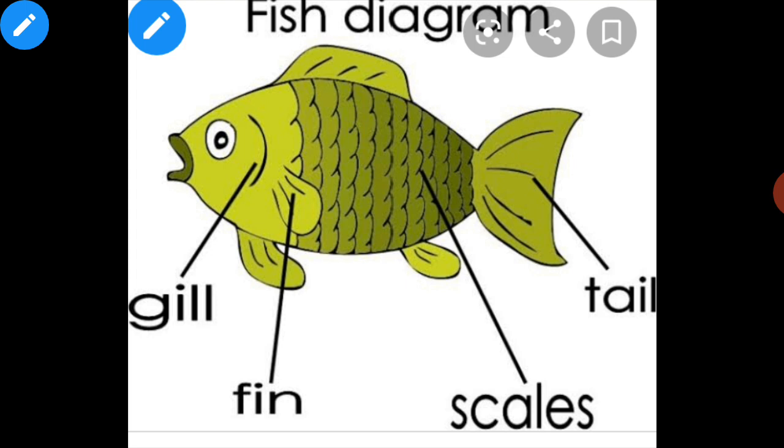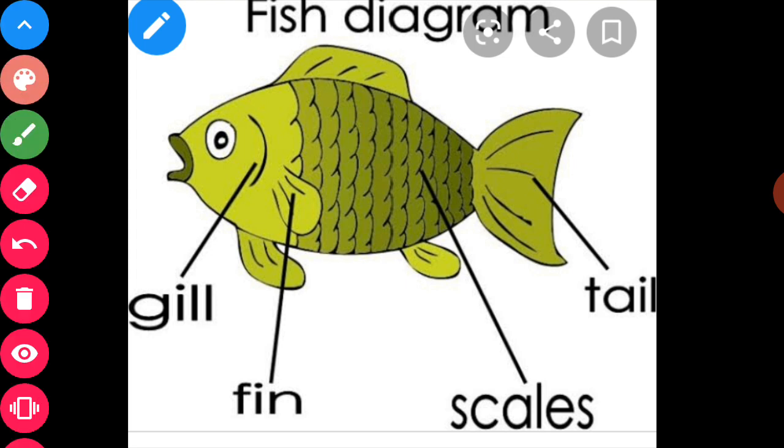Fish has scales. These are the scales that are present on the body of fish. These scales on its body do not allow water to stay on its body. This is the second adaptation of the fish.